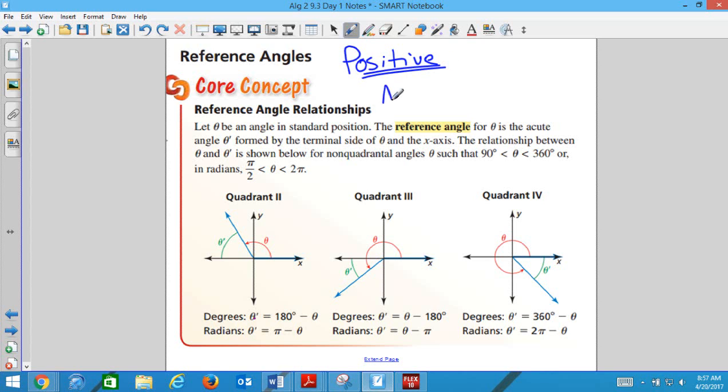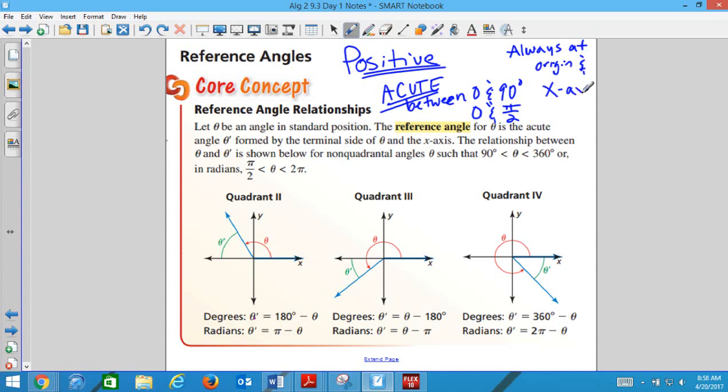The second thing is that they are always acute. What does acute mean? Less than 90 degrees. Between 0 and 90. If it's radians, it would be between 0 and what would the radian be? Pi over 2. So that's the second thing, is that they're acute. And then the third thing is they always go to the x-axis. They're always at the origin and x-axis. So you guys were actually doing reference angles yesterday with the ordered pair. You were using that theta that was at the x-axis. You just didn't call them reference angles yet.